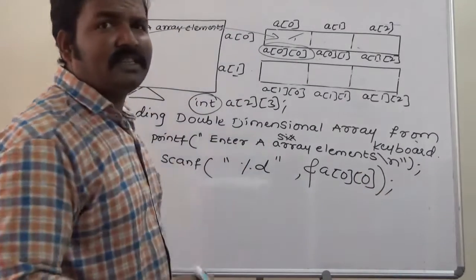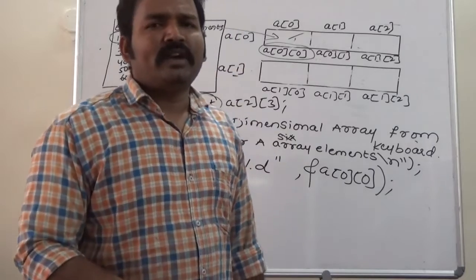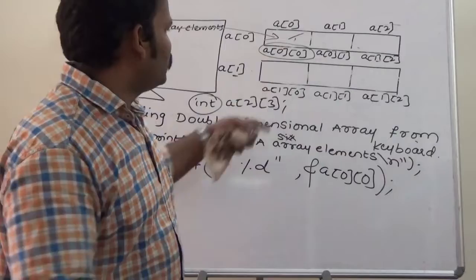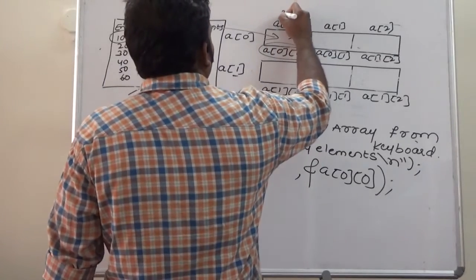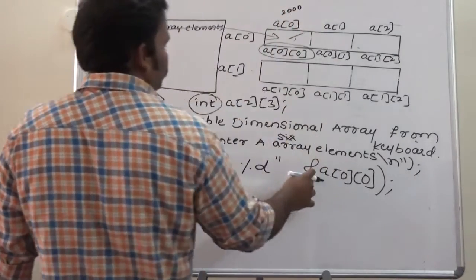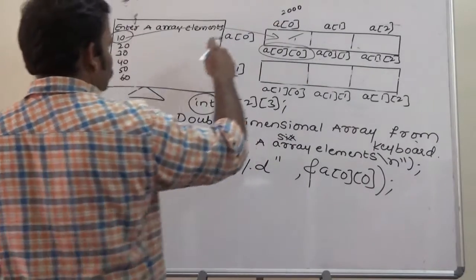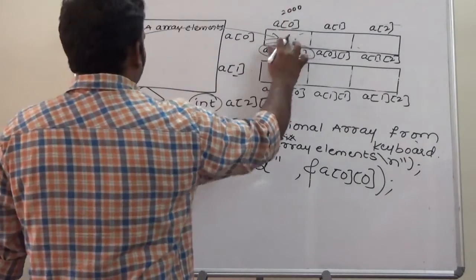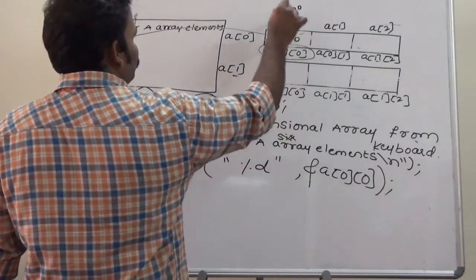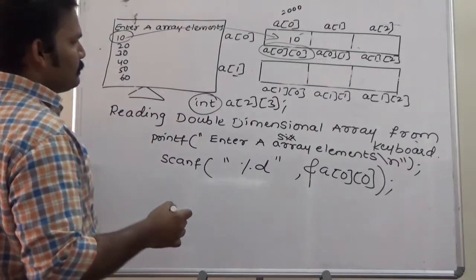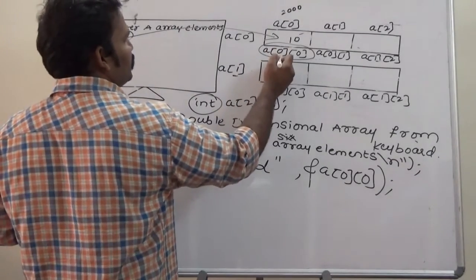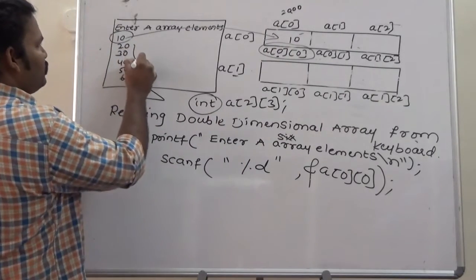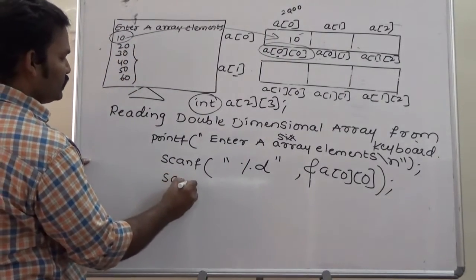And & is the address operator, which is used to find the address of the variable A. For suppose the address is 2000. It will find the address and store the first element into that address location. So 10 will be stored into the first location. The address of A[0][0] is 2000. Next, in the same way, we have to read the remaining 5 elements.